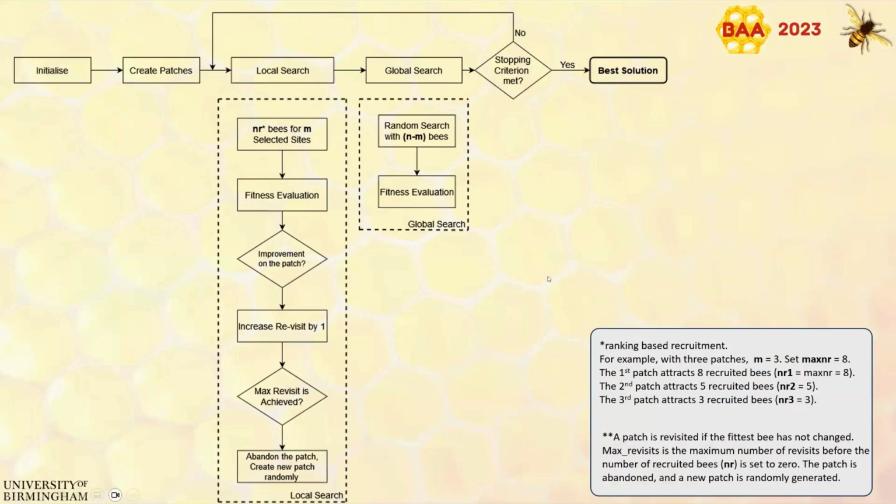But here in the local search process, we are assigning an R number of bees to M selected sites. So if we have, for example, M equal to 3 and the maximum NR number is 8, all the numbers come from the Fibonacci sequence. So the first patch will take 8 foraging bees, and the second one takes 5, while the last one takes only 3 foraging bees. And this is the example of how we assign our foraging bees to selected sites. Then after fitness evaluation, if there is no improvement in the patch, we increase the revisit variable. Then if the maximum revisit is achieved, we abandon the patch and create a new one.